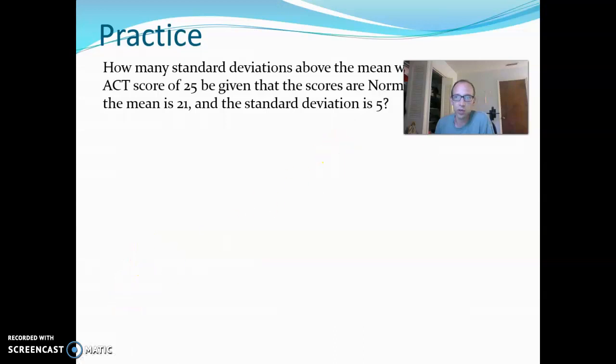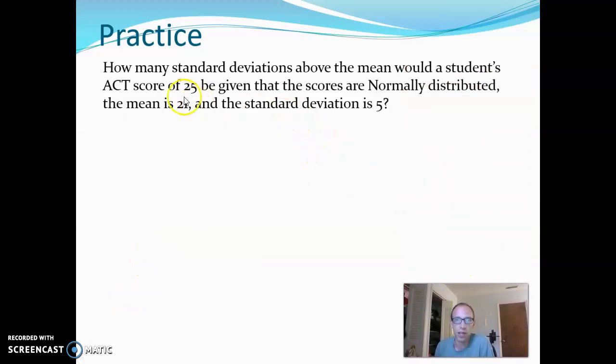Okay, let's just do a couple practice questions here. So how many standard deviations above the mean? Right there, that's another way of saying Z-score. Standard deviations above the mean is a way of saying Z-score. Would a student's ACT score of 25 be, given that, just like before, the mean is 21, the standard deviation is 5? If you want to go ahead and try to pause that, remember it's the raw score minus the mean, and then divide that whole thing by the standard deviation. Pause it and give it a try yourself.